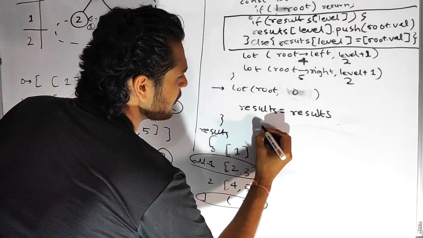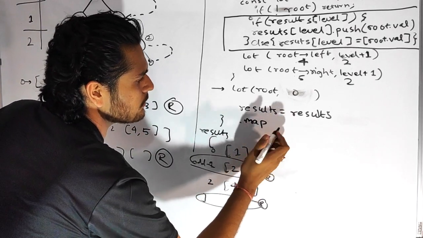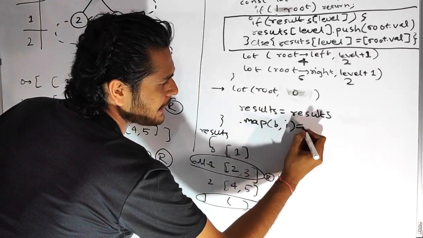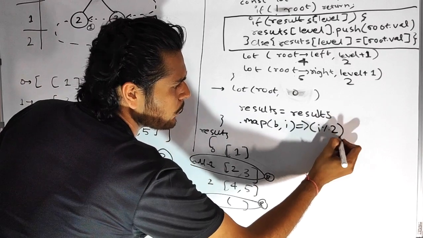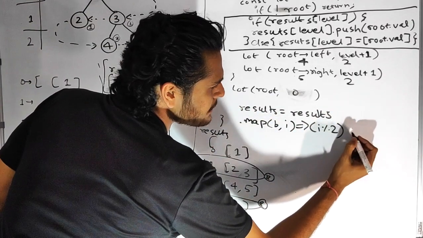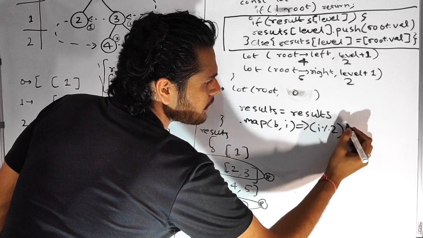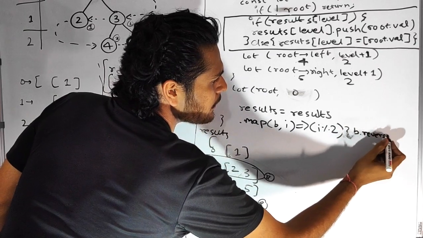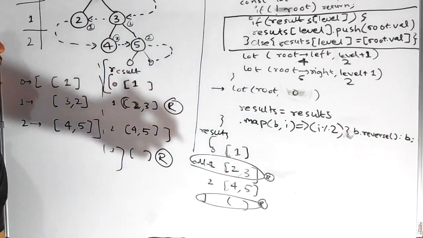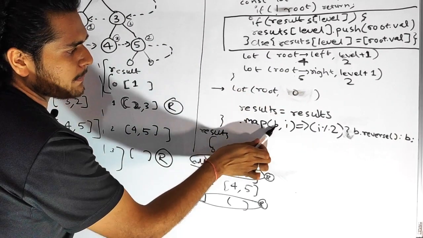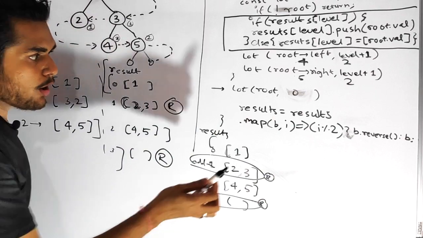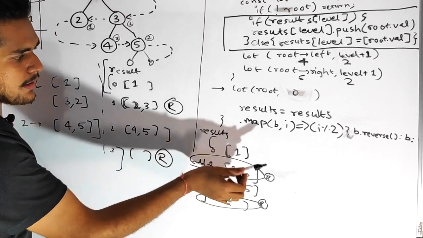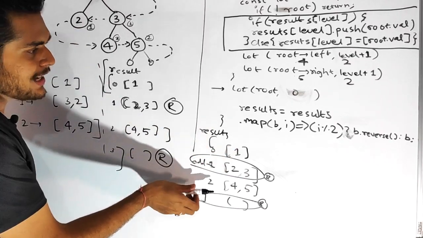So it will look something like dot map b comma I. B represents each and every bucket and I represents the index. And if I mod by 2, so if it is odd, let's put the ternary operator: b dot reverse, else just return b. So that is it. Now the results is results dot map b, i. If I mod by 2 is odd, then it returns b dot reverse, else it just returns b. So it reverses for the odd ones, and for even ones, it just returns b.